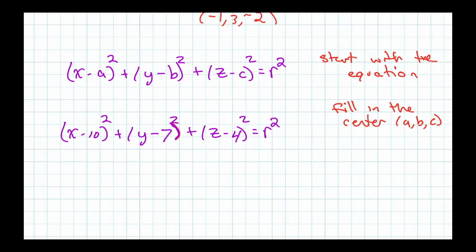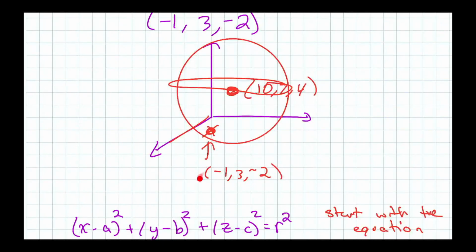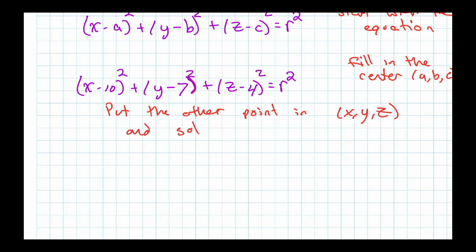What you'll realize at this point is we've got the correct center, but we don't know what the radius is, right? So we need to figure out the radius. The way you're going to figure out the radius is you're going to put this in for x, y, z, and that will let you calculate the radius. So you fill in that other point for x, y, z, and solve for the radius. Or actually, r squared is all you need. You don't have to solve for r, just r squared.